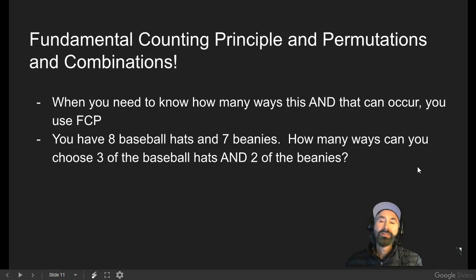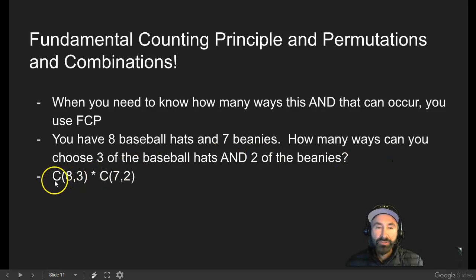Well, the and implies in the fundamental counting principle that we will multiply the number of ways that the one thing can occur times the number of ways that the other thing can occur. But the way that we figure out the number of ways that both things can occur is to use either combinations or permutations. And I would love to have you guess on this one. Which is it, permutations or combinations? Okay, I'm hopeful that you guessed that it'd be combinations. So here's how we'll do the math. We're going to do C(8,3) because we're choosing 3 from 8, and C(7,2) because we're choosing 2 from 7. And then we multiply together.